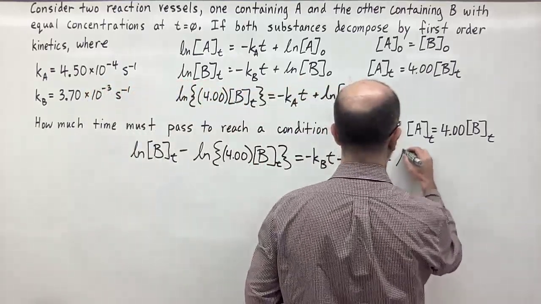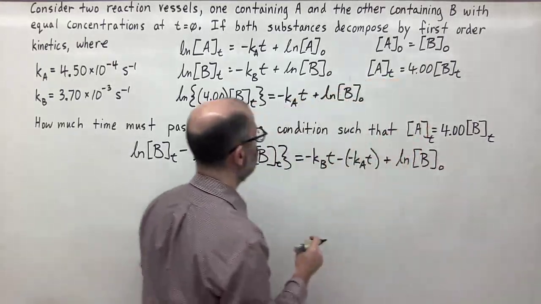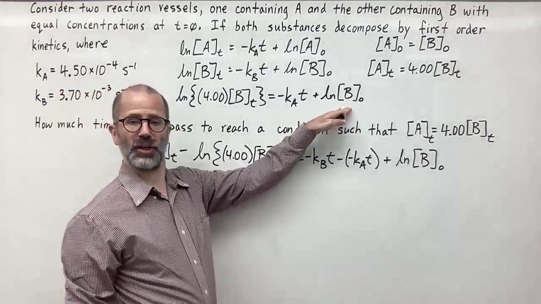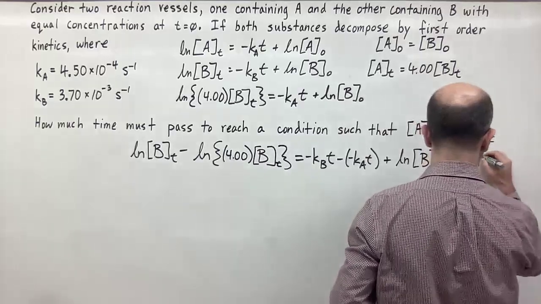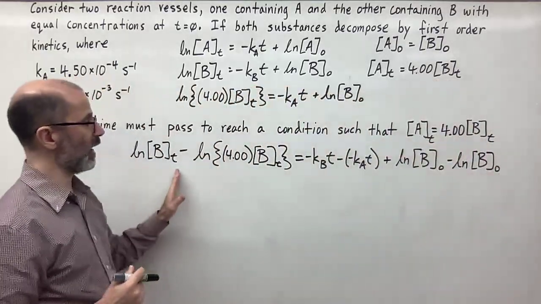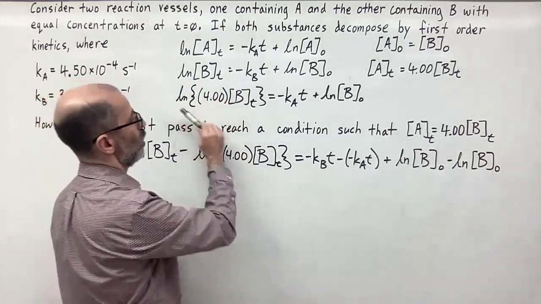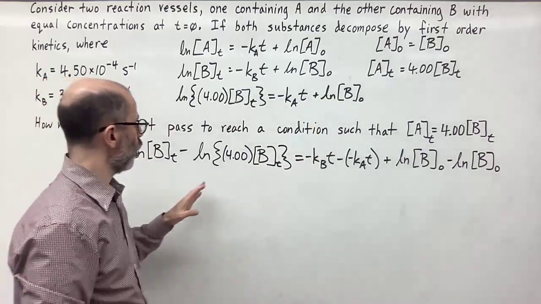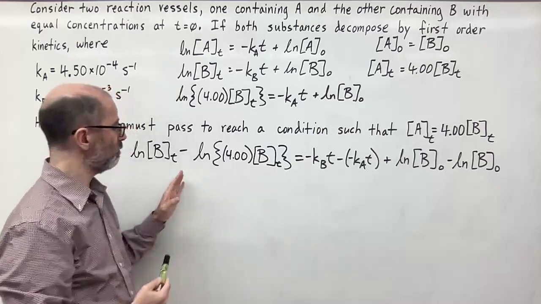So plus the natural log of the initial concentration of B minus the natural log of the initial concentration of B here. So I have minus natural log of the initial concentration of B. So this is my resulting equation where I subtracted this one from this one. Okay, so now I can use the natural laws of logs here.